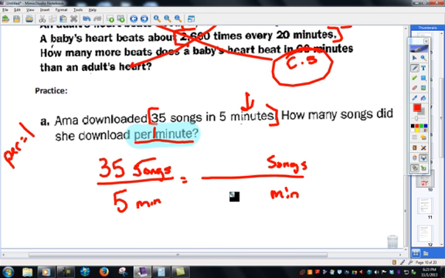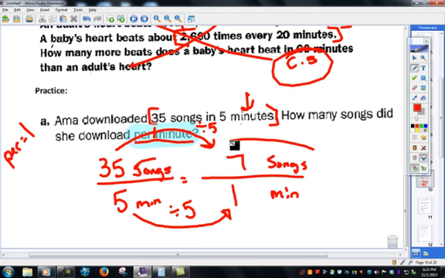So I knew I had to put minutes on the bottom because I knew that had to be 1, because in our unit rate, the 1 always has to be in the second term. So 5 divided by 5, that gives me 1. That's easy. And then up here, I'm going to do 35 divided by 5, and I'm going to get 7. So I know she can download 7 songs in 1 minute.